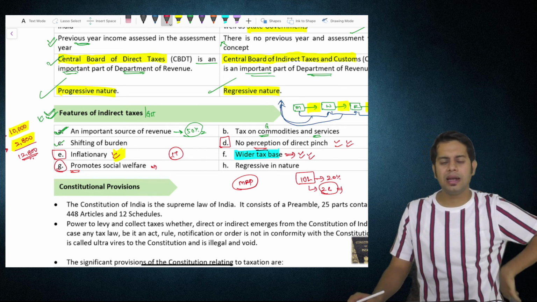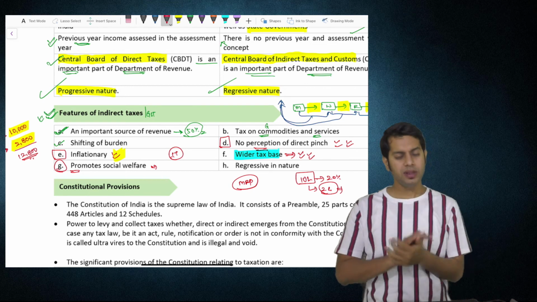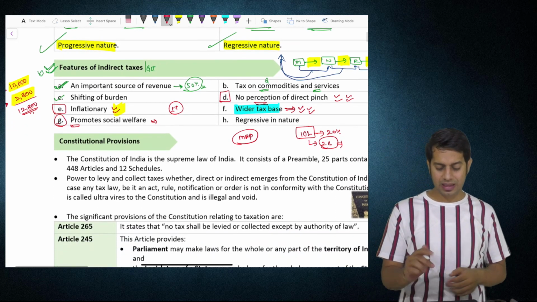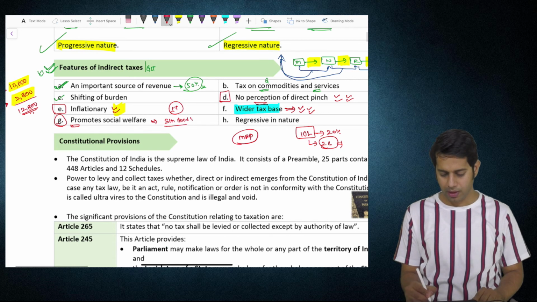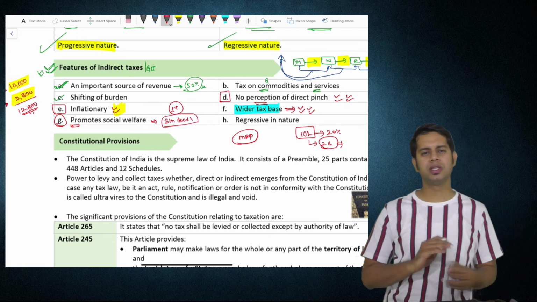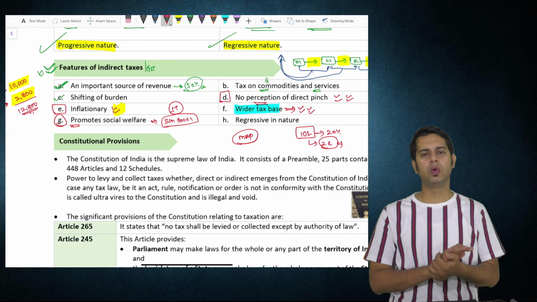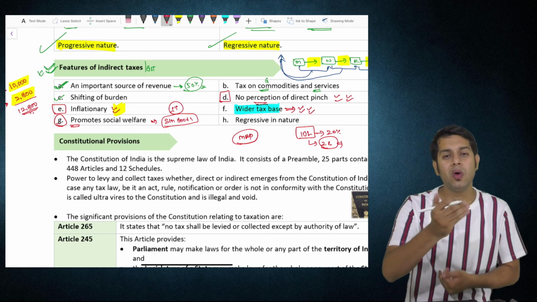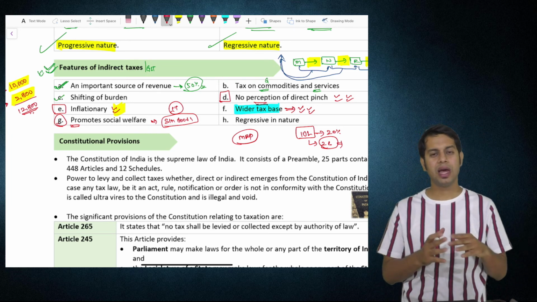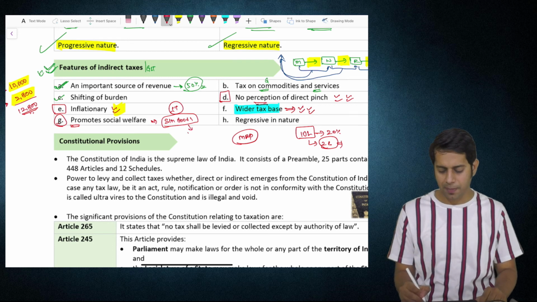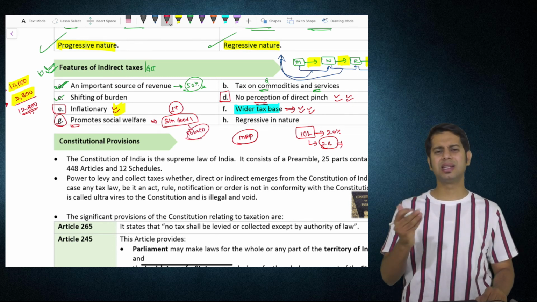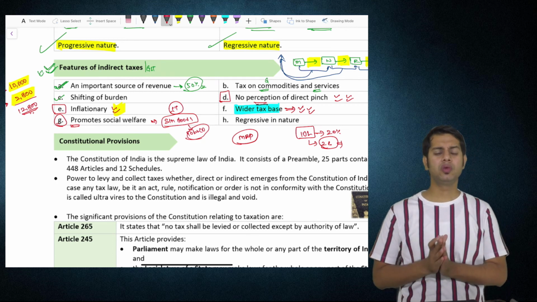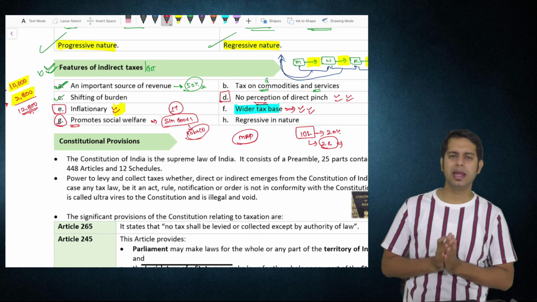Sir, how is indirect tax going to promote social welfare? What they say is, there are some products called sin goods. On these sin goods, government is collecting more indirect taxes from you. For example, tobacco and tobacco products, cigarettes, pan masala, etc. On this, government is collecting more indirect tax from you.